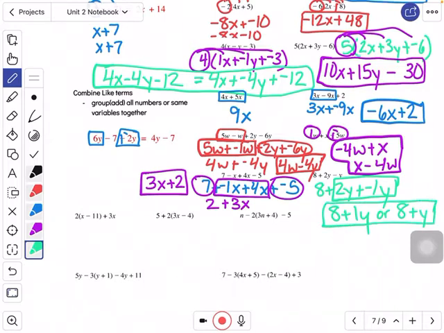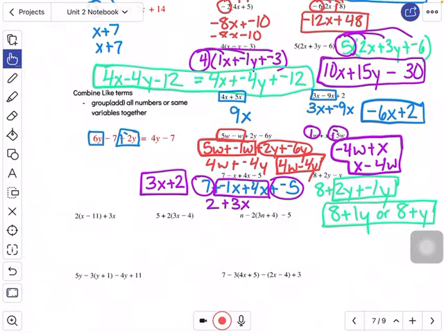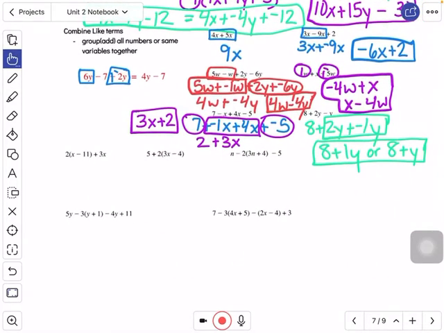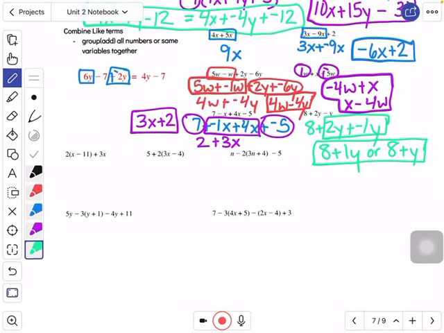All right, now we're moving into problems where we combine both combining like terms and the distributive property. I'm probably going to need a lot more room than I thought, so we'll start with this one. So 2 times 1x plus negative 11 plus 3x. So we start with the distributive property, multiply the 2 by everything inside the parentheses.